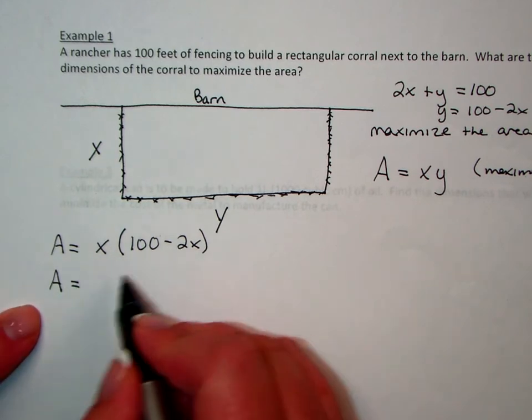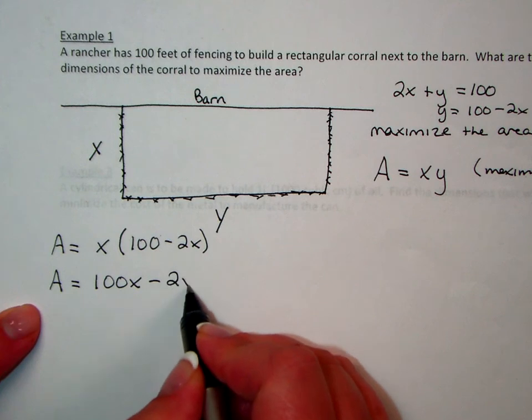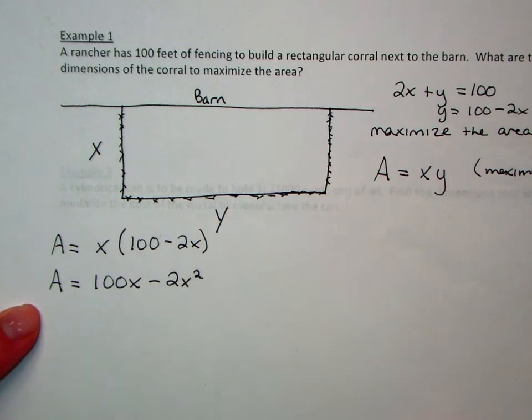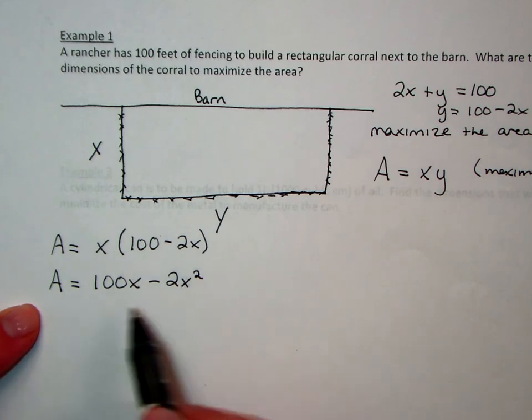I'm going to go ahead and distribute the x. I get 100x minus 2x squared. Okay, here's my equation. So I know what I need to optimize. I came up with the formula. It's in terms of one variable.